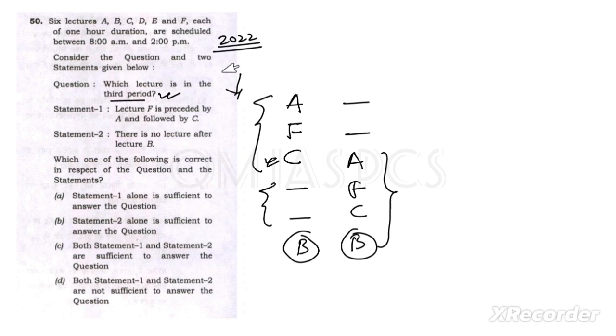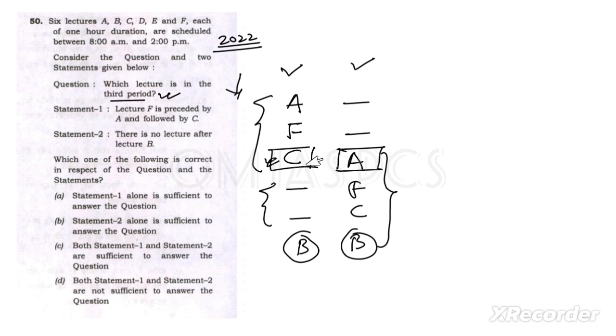Now we have two representations, right? We have representation 1, we have representation 2. In the first representation we are getting the answer that C is our third lecture. From this representation we are getting that A is our third lecture. About this blank one, we don't require that one. Why? Because the question is only about the third lecture, so I'm just leaving it like this.